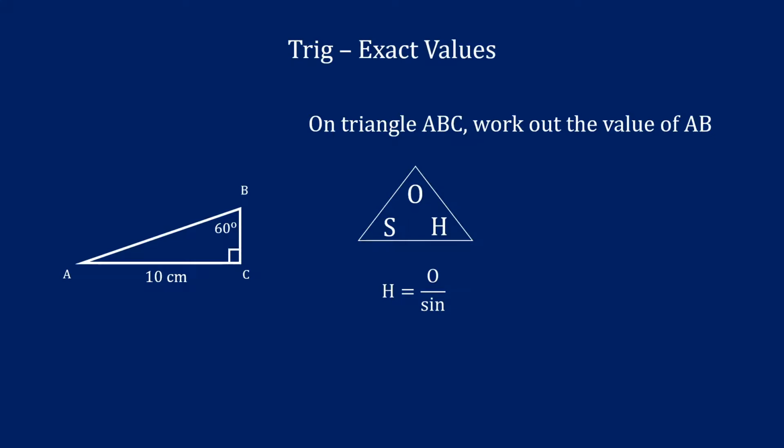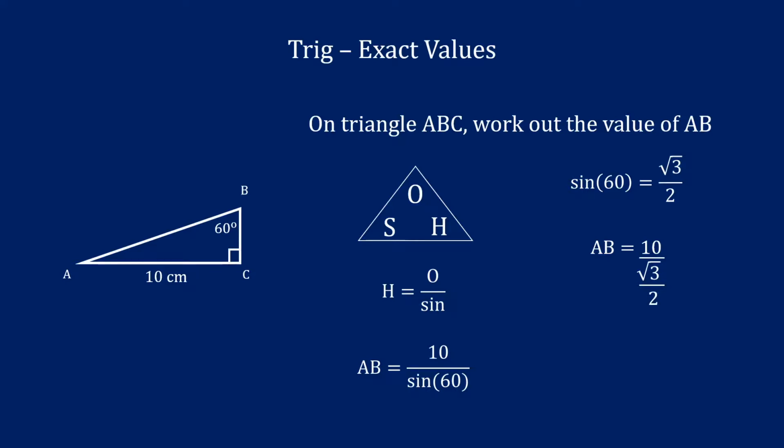Cool, we can substitute stuff here. We're going to get AB is equal to 10 over sine 60. This is when the non-calc trig came by. What do we do now? We go back to our table and you see that sine 60 is root 3 over 2. Now it's going to get a little bit fiddly, so please pay attention. So if sine 60 is root 3 over 2 and AB is 10 divided by sine 60, you're going to get AB is equal to 10 divided by root 3 over 2.